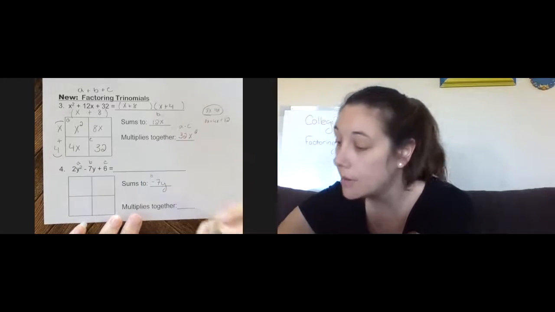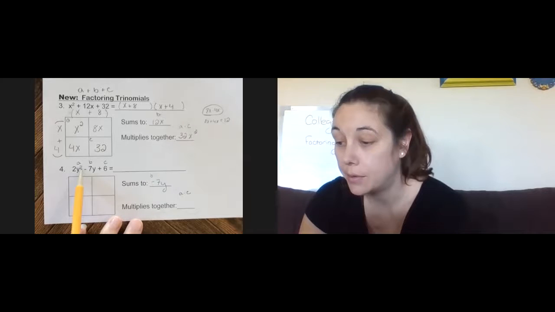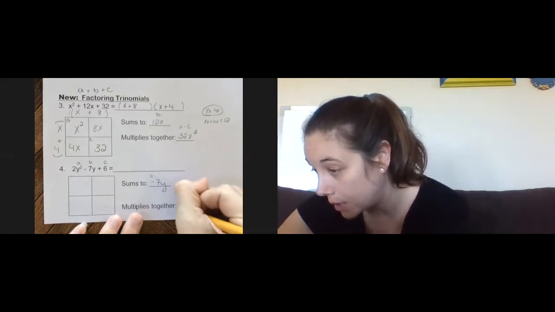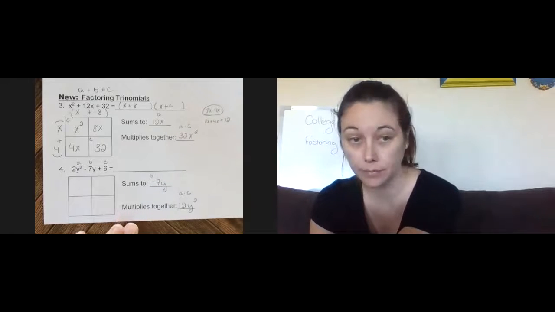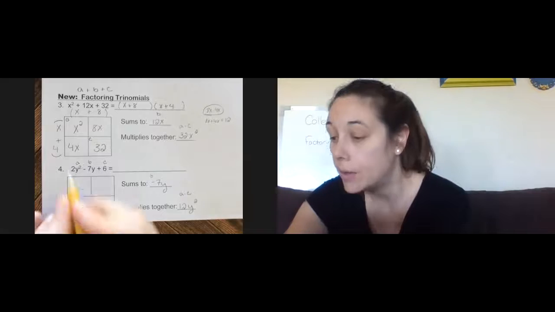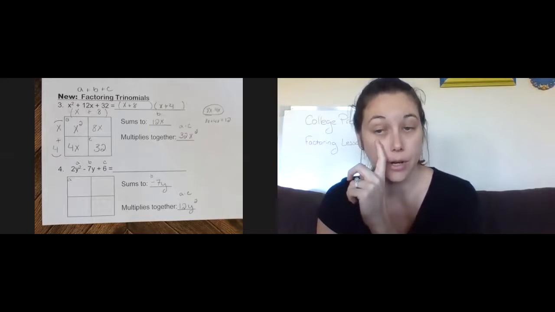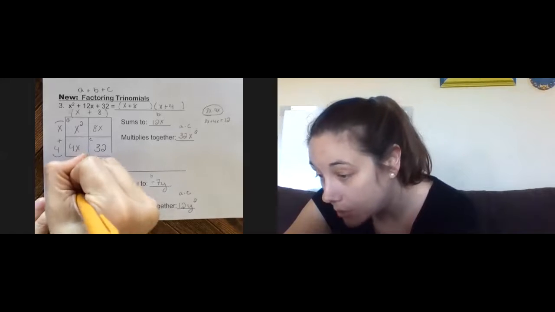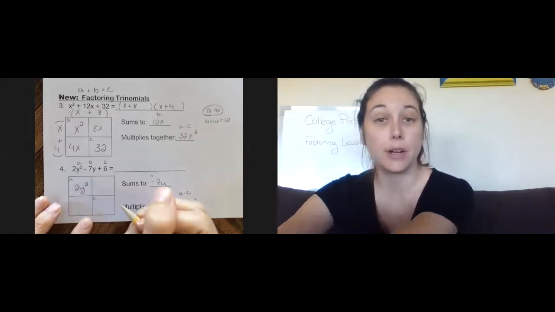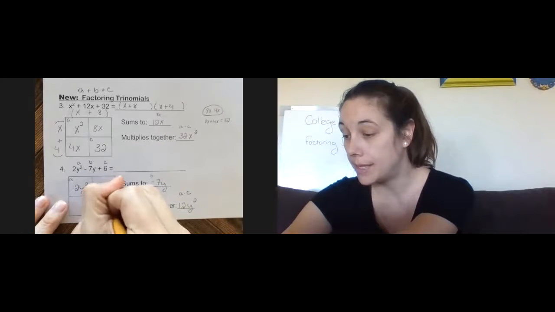And multiplies together, that's A times C. 2y squared times 6 gives us 12y squared. Let's go ahead and fill in the box with the pieces that we know. So we know that in our first box is our a term, whatever our variable squared term is. In this case, it's 2y squared. We know that our last box is going to be our c term, or our constant, the number without a variable, which is going to be 6.